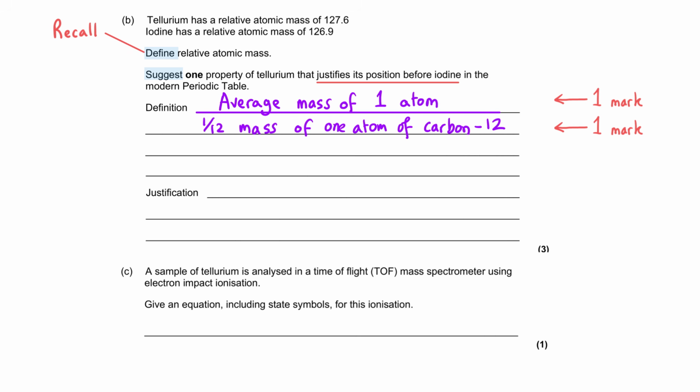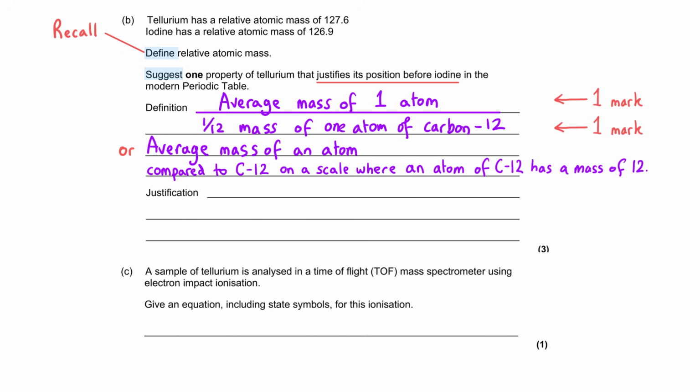If you prefer a slightly less mathematical way of defining relative atomic mass, we could state it as the average mass of an atom compared to carbon-12 on a scale where an atom of carbon-12 has a mass of 12.